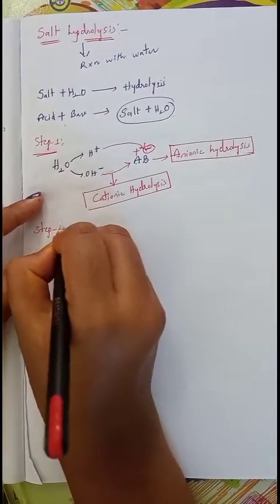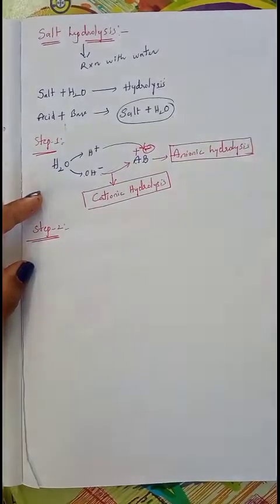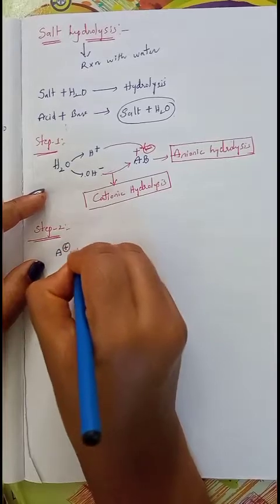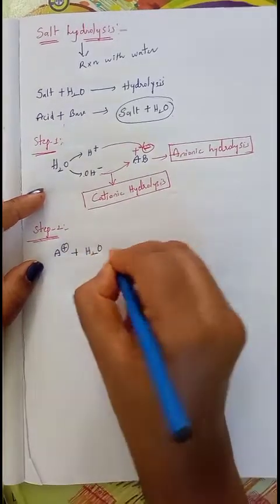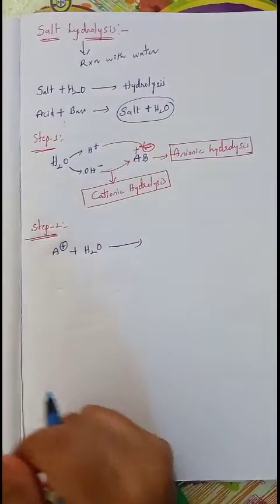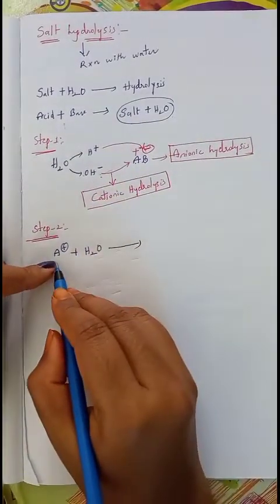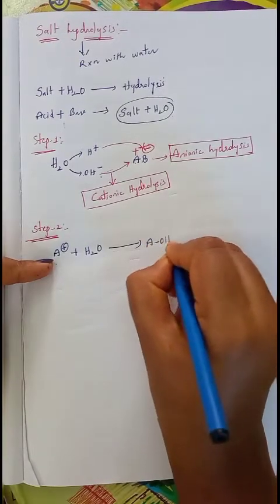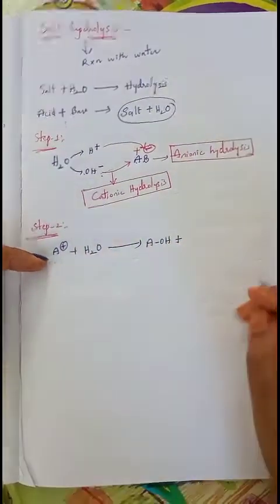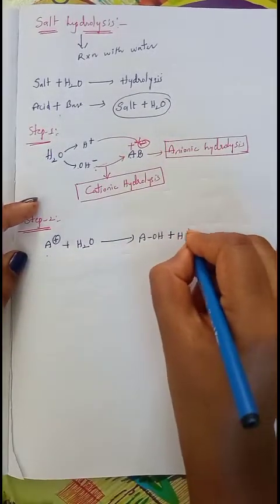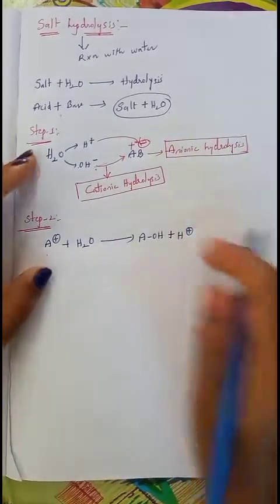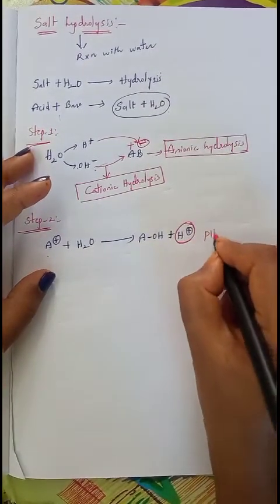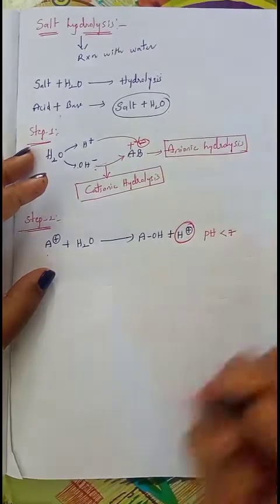Next, step 2. In the second step, the A plus ion, or cation, that is obtained, when it reacts with water, in which we know two ions are present, grabs which ion? OH minus ion, because it has a plus charge. Then it converts into AOH. The water is still containing one more ion, the H plus ion. In this case, the H plus ion concentration increases, so the pH of the solution becomes less than 7.